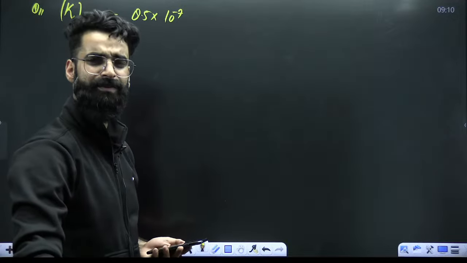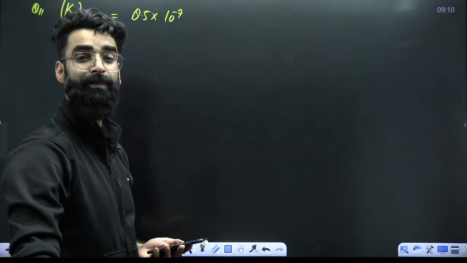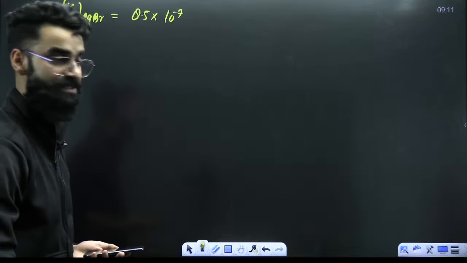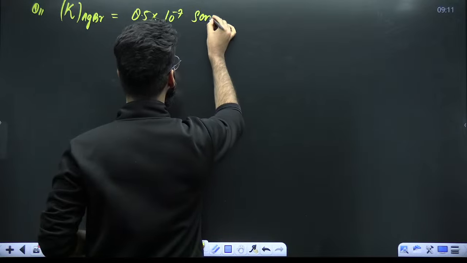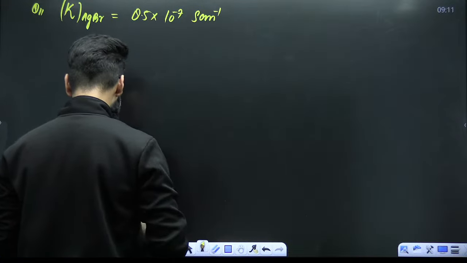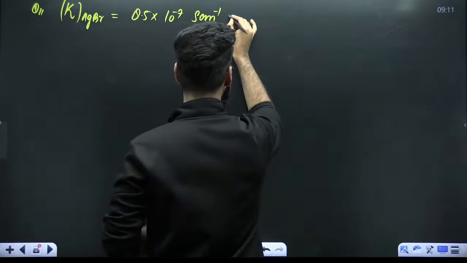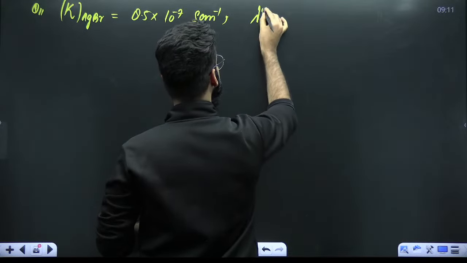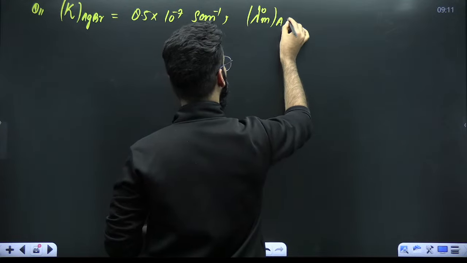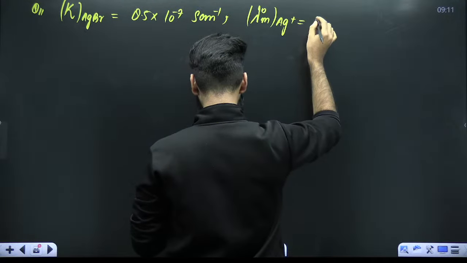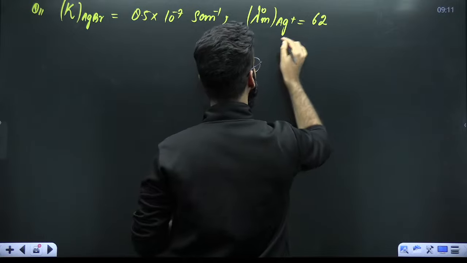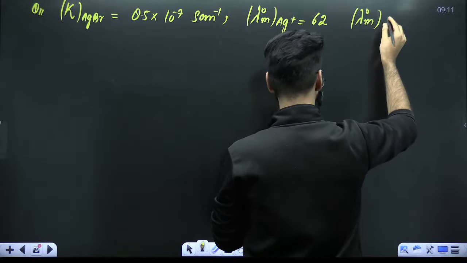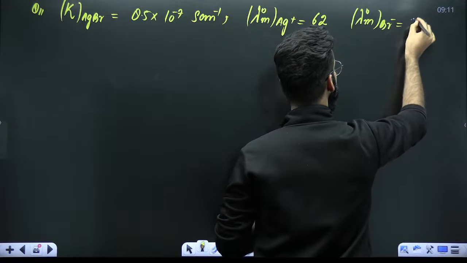Can you tell me the unit of conductivity first of all? Kappa, 1 by R into L by A. 1 by R is conductance. So Siemens, this is Siemens centimeter inverse, right? Perfect. So conductivity of AgBr is given. At the same time, some other parameters are also given. Molar conductivity at infinite dilution of Ag positive, that's also given to me. How much? That is 62. Similarly, molar conductivity at infinite dilution of Br negative, that's given to me as 78.